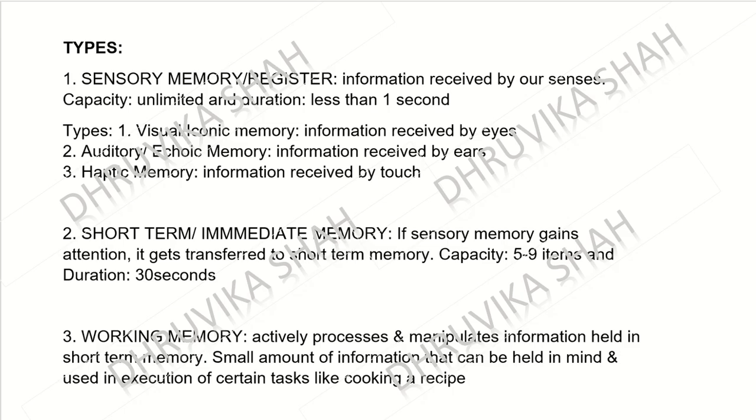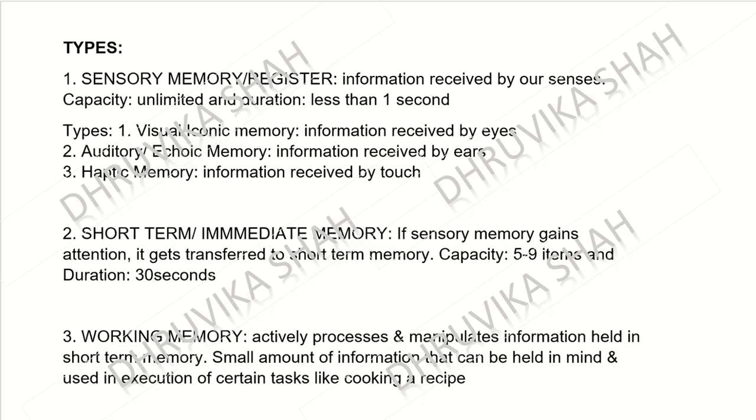There are 3 types in sensory memory. First is the visual or iconic memory, the information received by eyes. The information by ears is the auditory or echoic memory, and the haptic memory is the information received by touch. So these are the 3 sensory channels that we are targeting, and the information we get by our senses, we need to remember as sensory or registry memory.